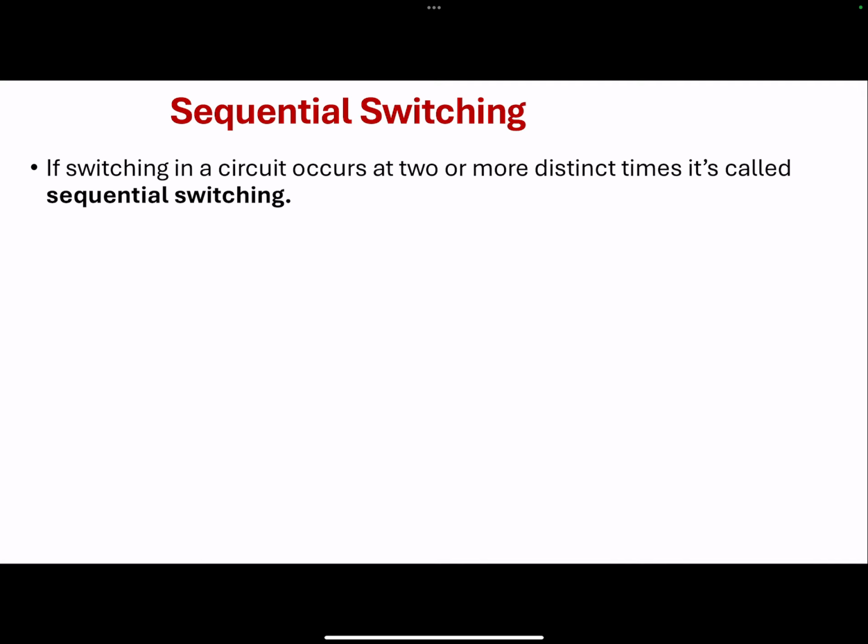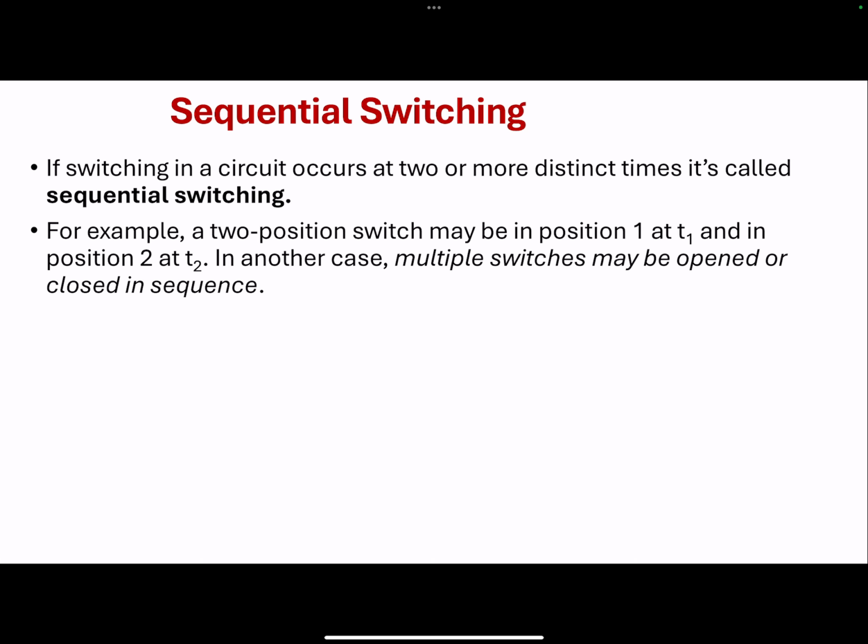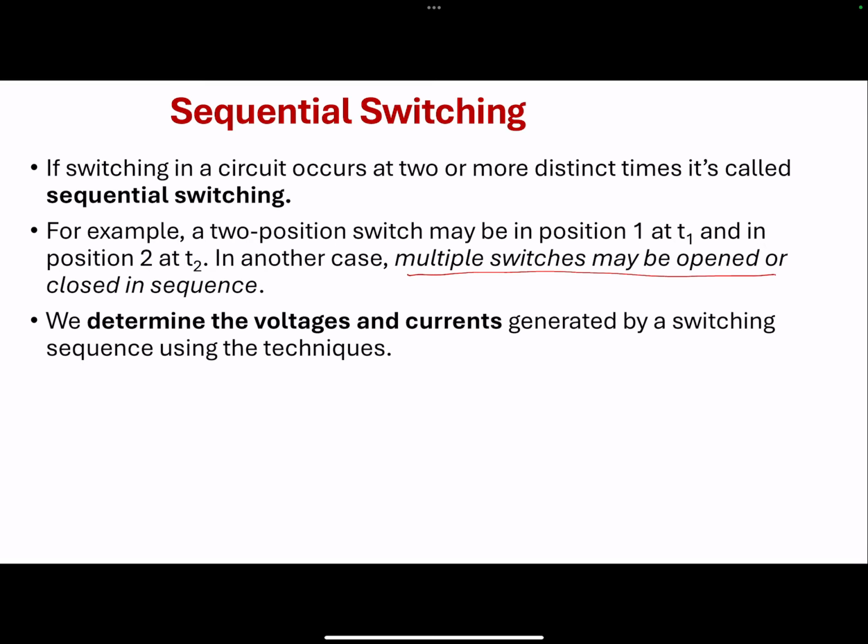So what is sequential switching? The idea is that if you have multiple switches in the circuit that are going on and off at different times, what is going to happen? This is called sequential switching. It could be, for example, two-position switches in which there is one switch at position 1 at T1, that switch can become position 2 at T2, or you could have multiple switches that may be opening or closing.